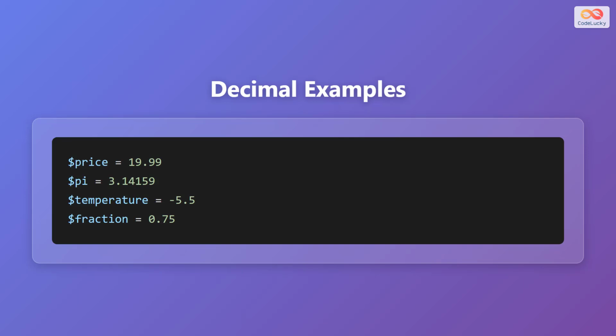Now let's examine decimal numbers, also called floating point numbers. These values include a decimal point and fractional parts. For example, $price = 19.99 represents a price with cents. $pi = 3.14159 stores the mathematical constant pi with decimal precision. Decimals can be negative too, like $temperature = -5.5 for below zero temperatures. Finally, $fraction = 0.75 shows a value less than 1. The key difference is the presence of the decimal point.